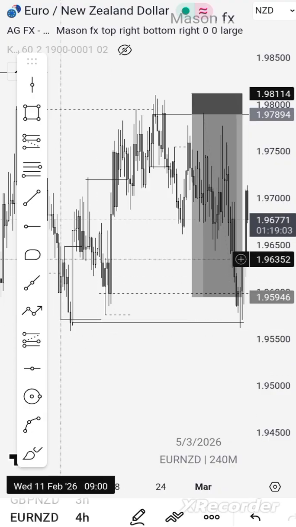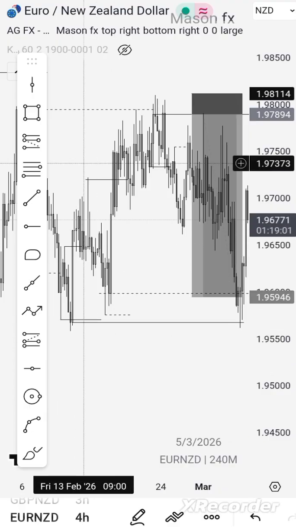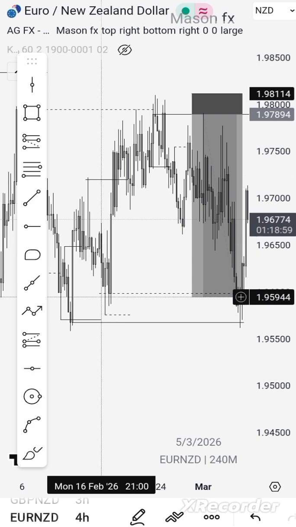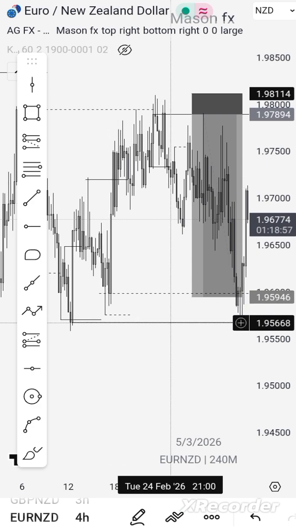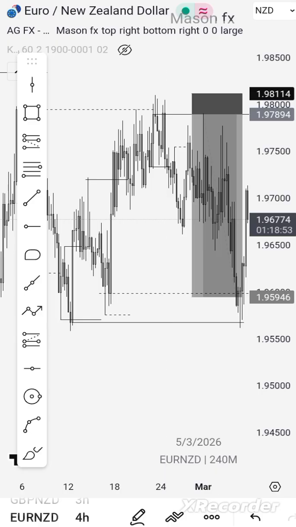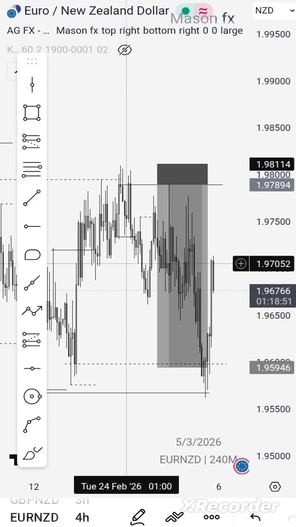We have a break of structure, the first break of structure, the second break of structure, and then these are structural liquidity, and then price came to the structural liquidity. Can you see? So same thing on this sell scenario also.